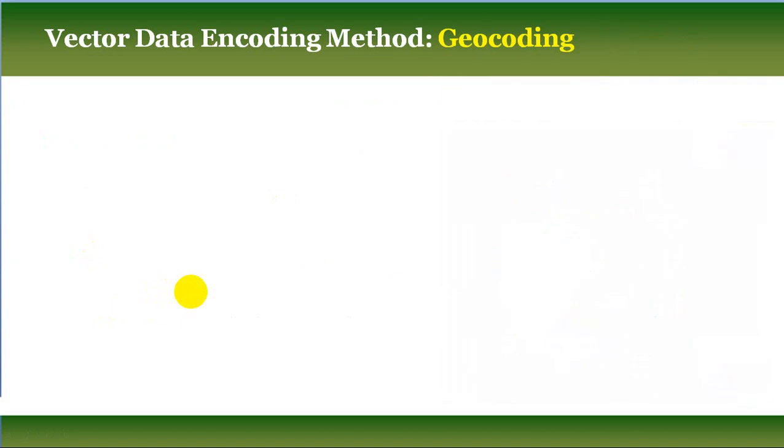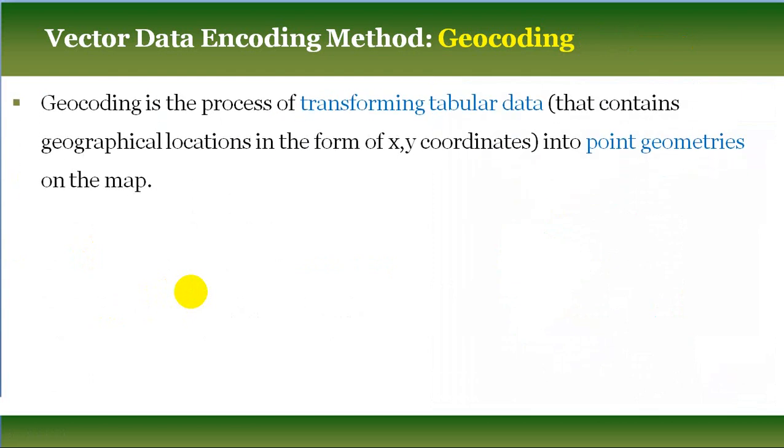Then another method for capturing vector data is called geocoding. Geocoding is the process of transforming tabular data. Which type of tabular data? That means table data that contains geographical locations in the form of XY coordinates. So if you have tabular data where geographical coordinates are present as X and Y coordinates, then GIS software will convert this XY coordinate tabular data into point geometry on the map.